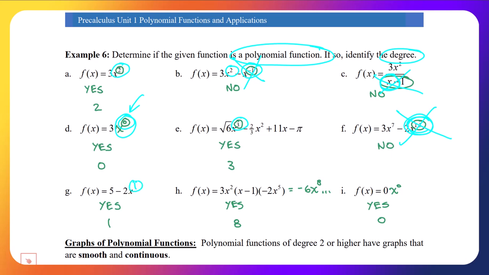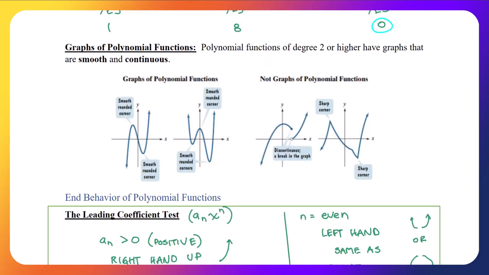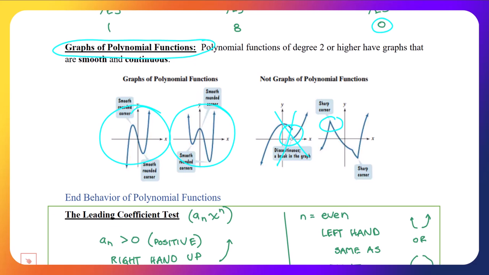Here it's 1. If I were to multiply this out, I'll get -6x to the 8th, and so on. And here again, x to the 0 is missing, but I can provide it, and so I get a degree of 0 for that as well. If we were to graph polynomial functions, they'll be nice and smooth. They won't have a break, and they won't be jagged with sharp corners.